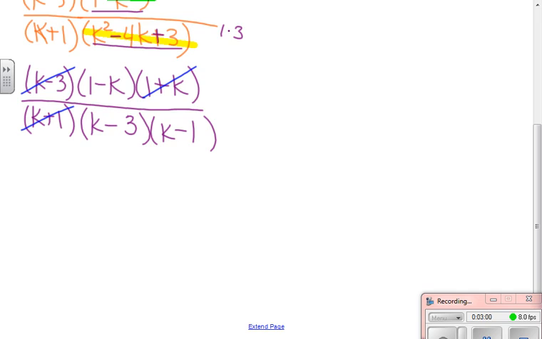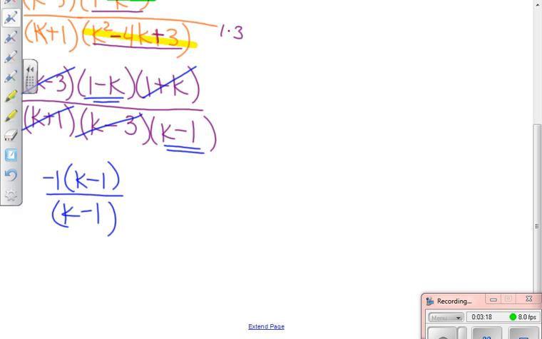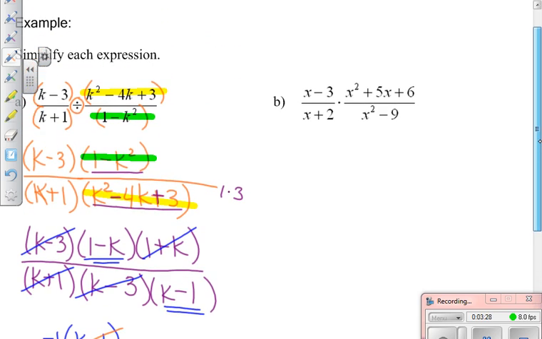K minus 3, k minus 3, cancel. Now, in multiplication, order matters, but if I use my factor out a -1 trick, the numerator will become -1 times k minus 1 all over k minus 1. So those two cancel and my whole answer becomes -1. That factoring out a -1 is a really nifty trick.